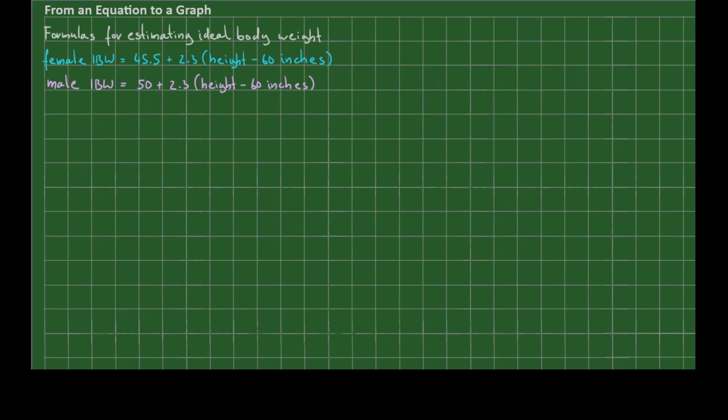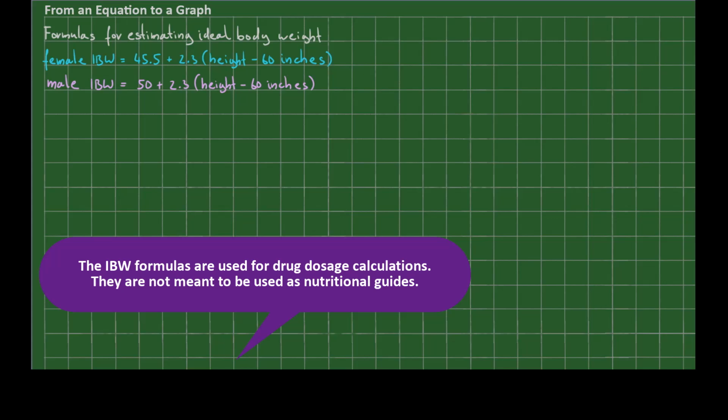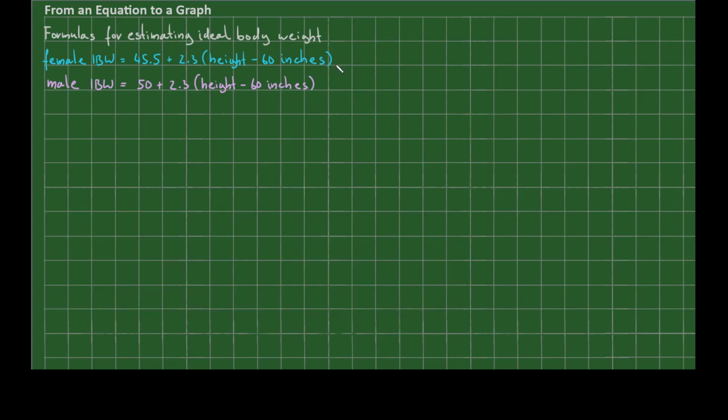In this second example, I'm going to look at the commonly used formulas for estimating ideal body weight. So in case of an adult female, the formula is 45.5 plus 2.3 multiplied by the person's height in inches minus 60 inches. And for adult males, the formula is very similar. This time we have 50 plus 2.3 multiplied by person's height minus 60 inches.